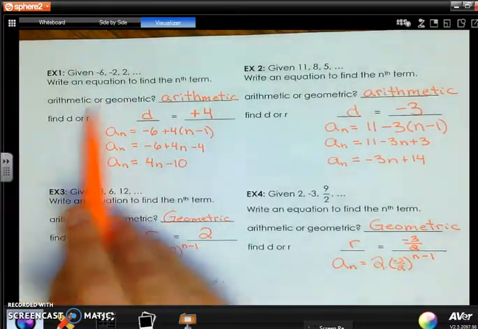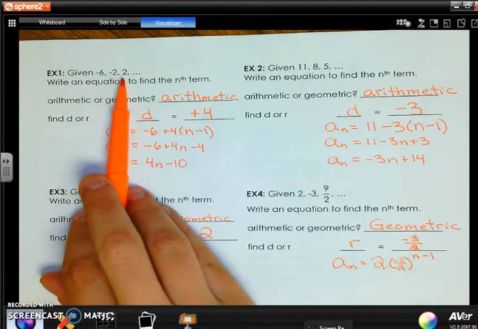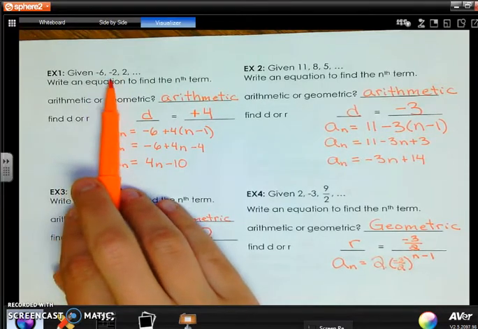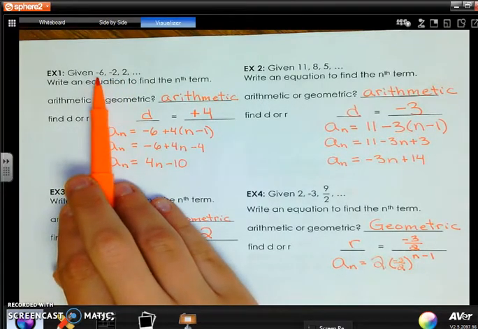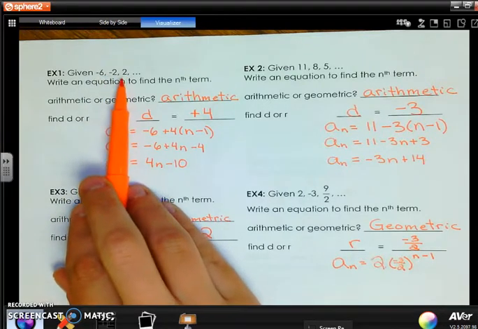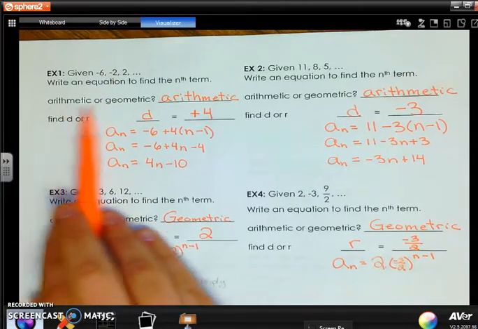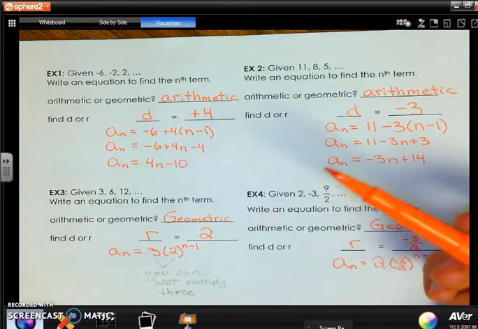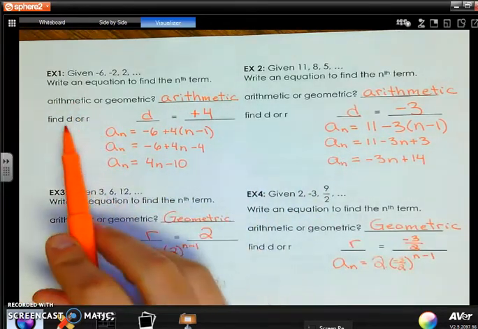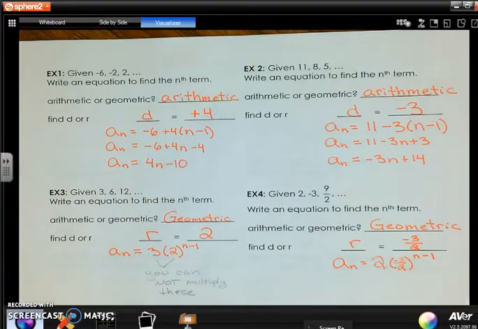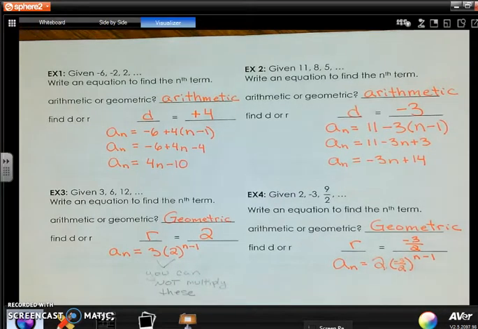So again, the first thing we want to do is determine how this sequence of numbers is related. How do you go from -6 to -2 to +2? Well, to go from there to there, you add 4. And then if you add 4 again, you get to there. So since these numbers are attached by addition, we say that it's arithmetic. You could either circle it or write it on the line. It doesn't matter to me. Since it's arithmetic, it's going to have a common difference, d. So I wrote d equals +4, because to go from the first term to the second, we're adding 4. To go from the second term to the third term, you're adding 4.